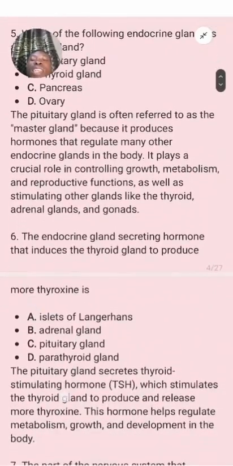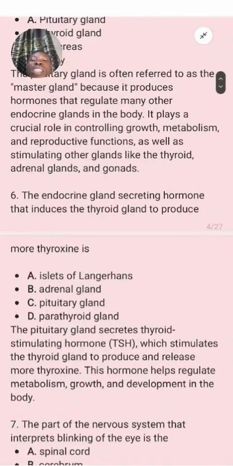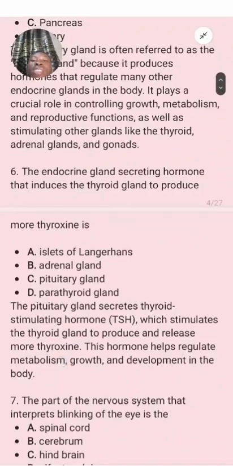To question 6, the endocrine gland secreting hormone that induces the thyroid gland to produce more thyroxine. We just talked about that now, that the pituitary gland will induce other glands like thyroid gland, adrenal gland, the gonads, and many others to produce and secrete more hormones. So the pituitary gland will secrete thyroid stimulating hormone. We call it TSH. Okay, so it is to stimulate it to produce more thyroxine.